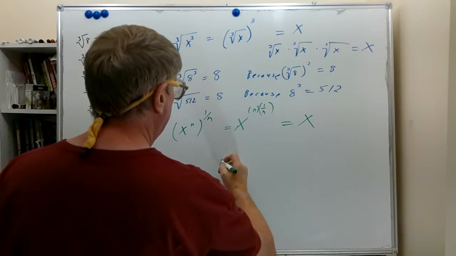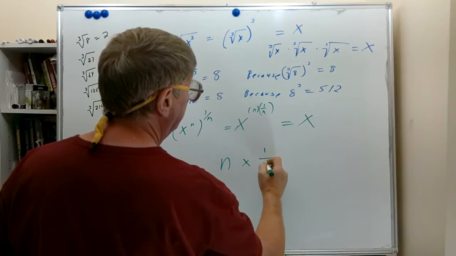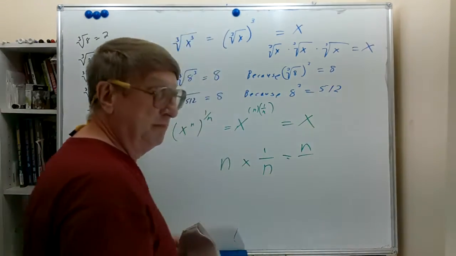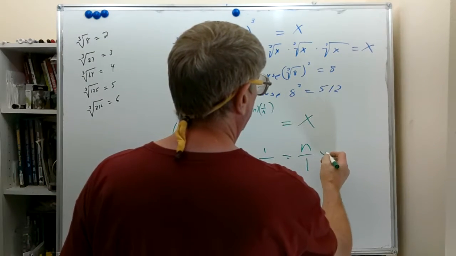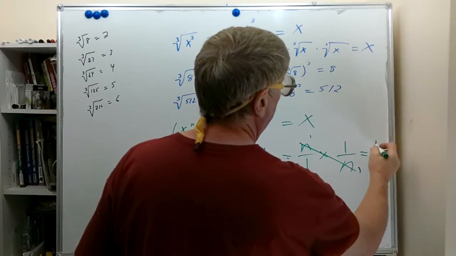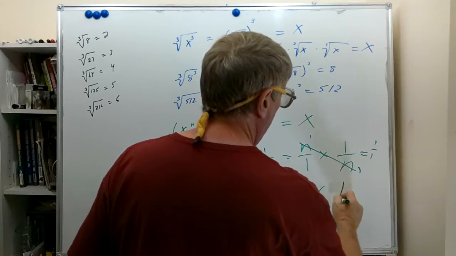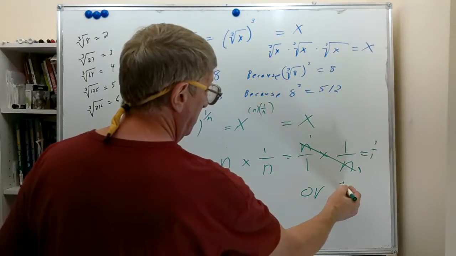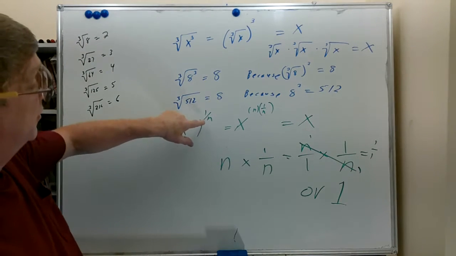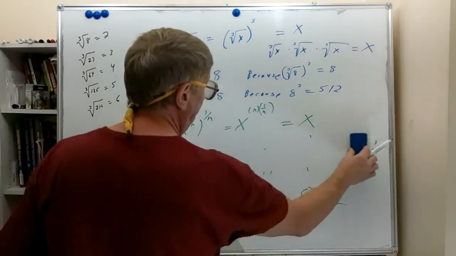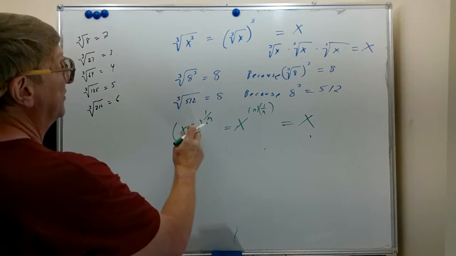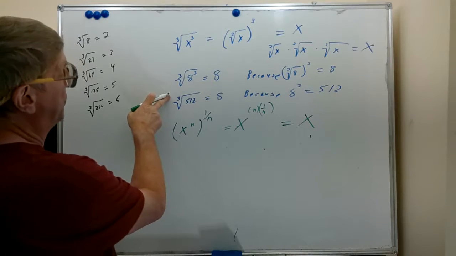Well, right here, big letters: n times 1 over n. But we can rewrite the n as n over 1. We can put any number over 1 to make it into a fraction, times 1 over n. Well, the n's cancel. We end up with 1 over 1, or 1. So this fractional exponent undoes this whole number exponent. Another thing we can see is that this undoes this.